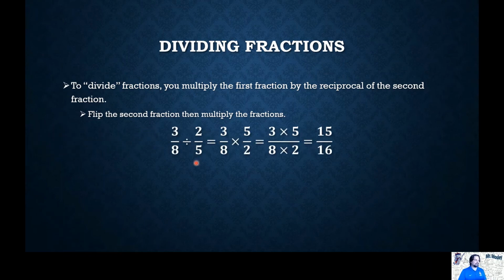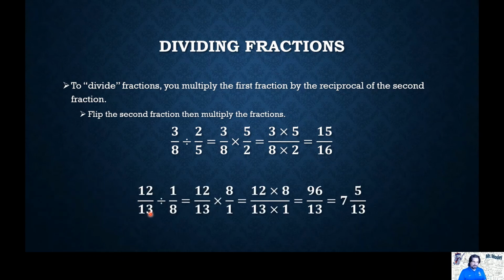There's an example. 3/8 divided by 2/5 is equal to 3/8 times 5/2. Right? We flipped 2/5, turned it into the reciprocal, 5/2. We multiply across the top and across the bottom. 3 times 5 is 15. 8 times 2 is 16. We have 15/16, or 15 over 16, as our result. So essentially, you flip and multiply.